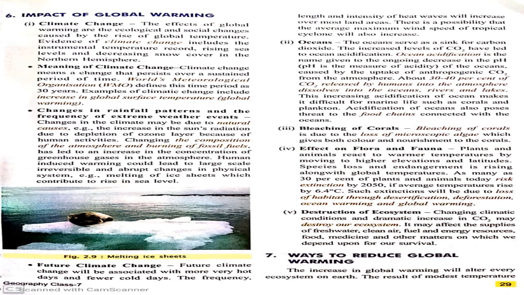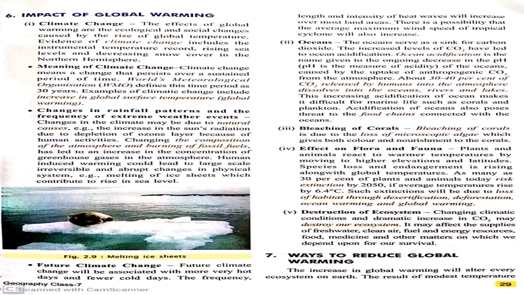Okay, so these are the various impacts of global warming, that is climate change. It also affects the oceans. It's also responsible for the bleaching of corals. It also affects animals as well as plants. It also causes destruction to the ecosystem.